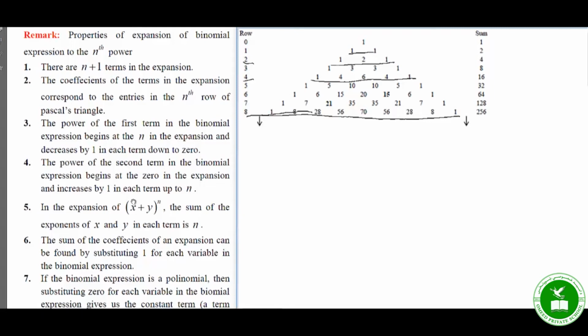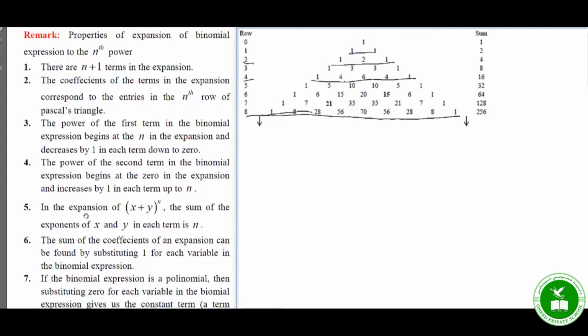How about the power of the second term in the binomial expression? The power of the second term starts with 0 and ends with n. The power of the first term starts with n and ends with 0, but the power of the second term starts with 0 and increases 1 by 1 up to n. You will see it in some examples.